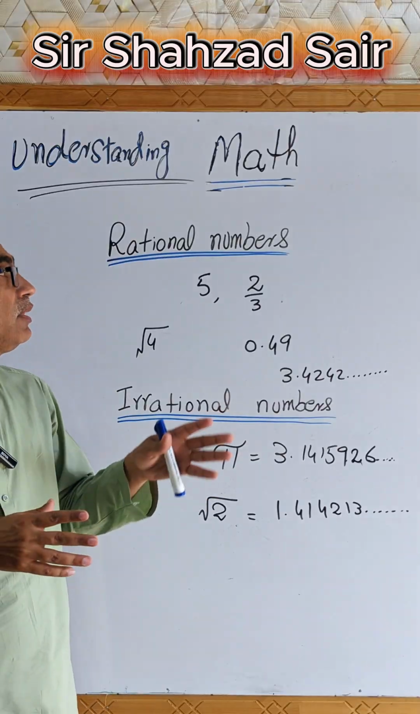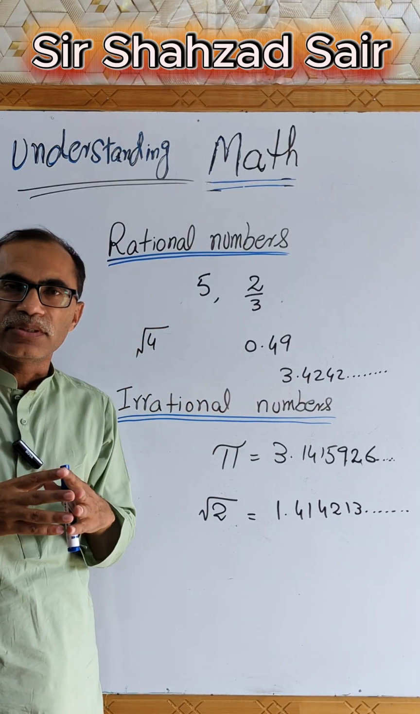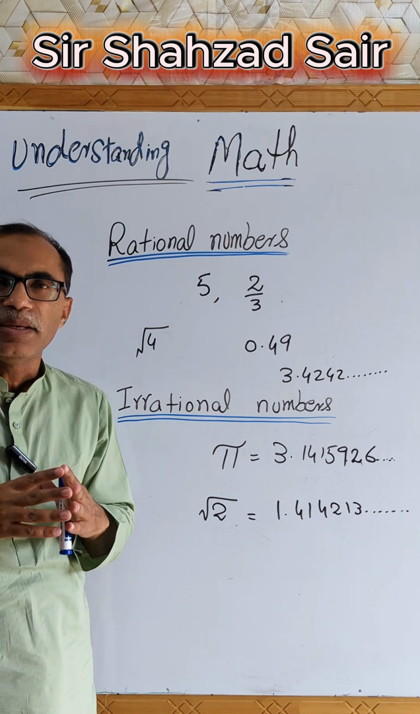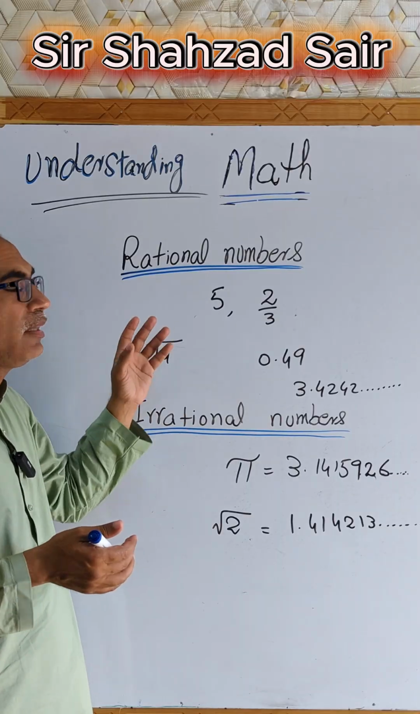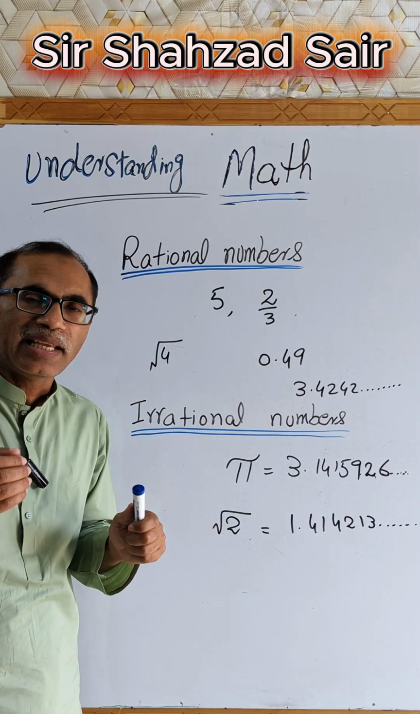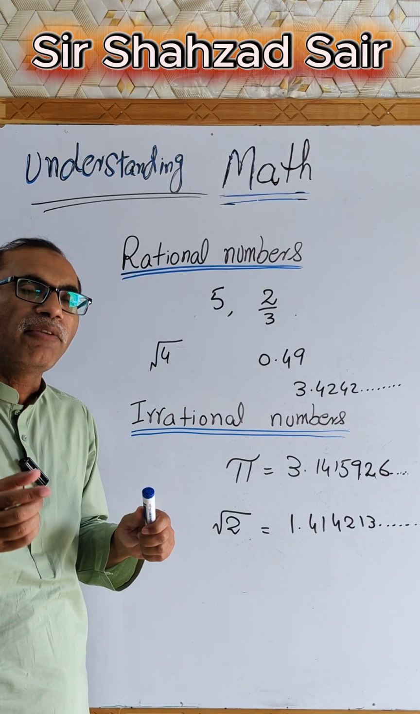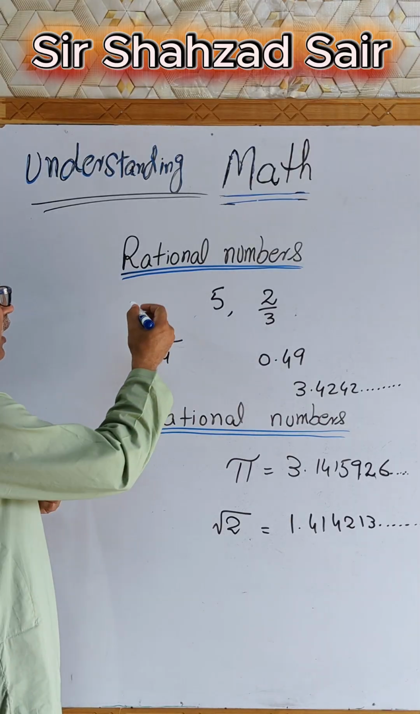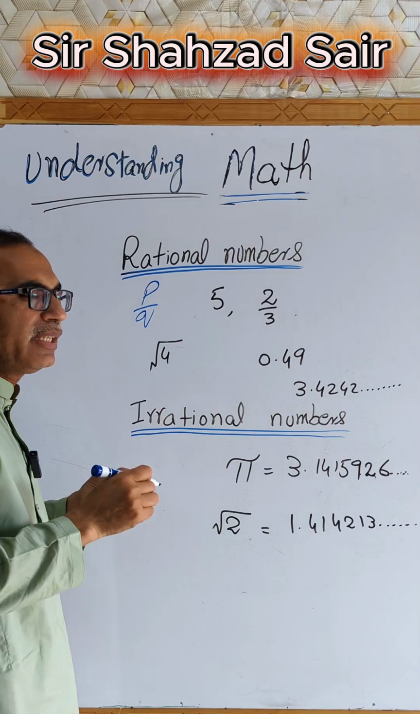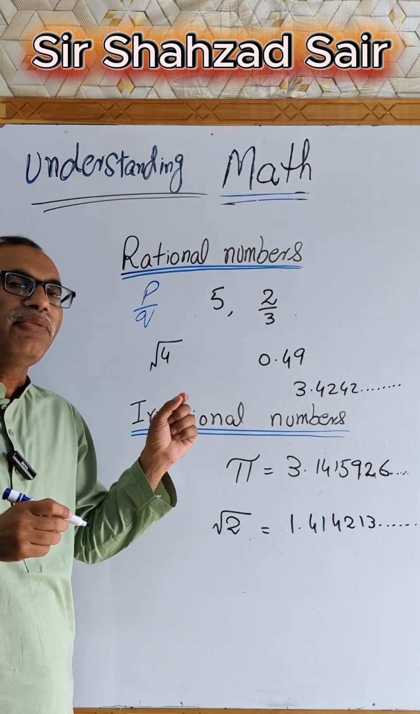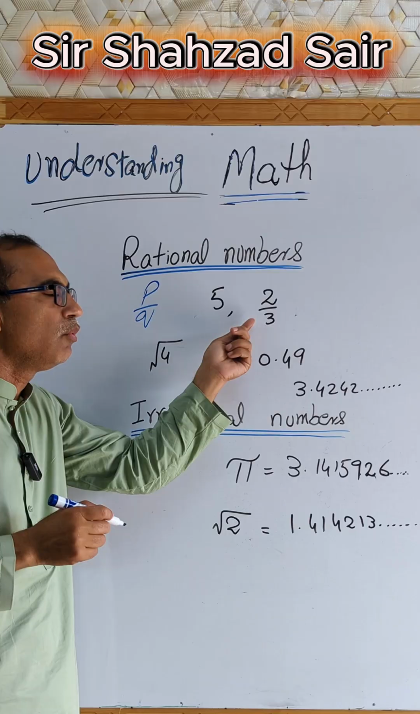Such is the case with rational and irrational numbers. These two numbers are very important in studying mathematics. So what are these numbers? Rational numbers are those numbers which can be represented in the form of P over Q, just like this one, P over Q. We can write it in the form of a fraction, just like this one, 2 over 3.